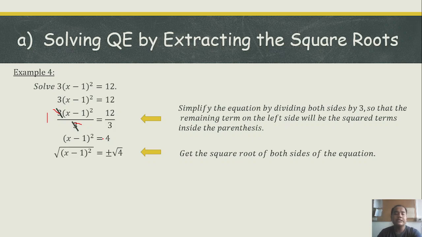So, the square root of x minus 1 squared is equal to positive negative square root of 4. Yung square root of x minus 1 squared, pag yung square class is in square root natin, mawawala lang yung square root at square, pero yung term sa loob ng square root is remain. So, the remaining term on the left side will be x minus 1. And for the right side, you have positive negative square root of 4. The square root of 4 is positive negative 2. So, the result will be x minus 1 is equal to positive negative 2.